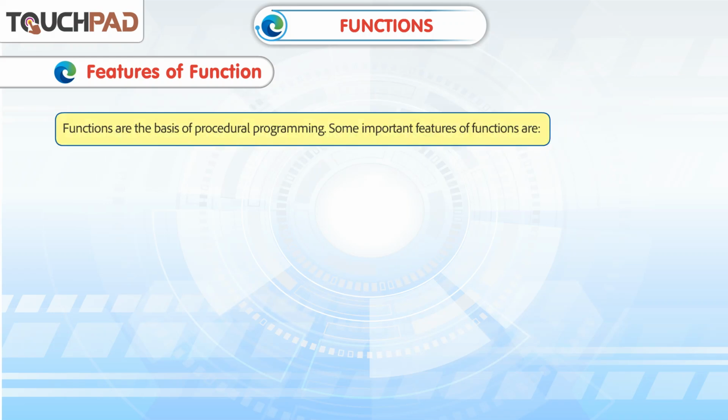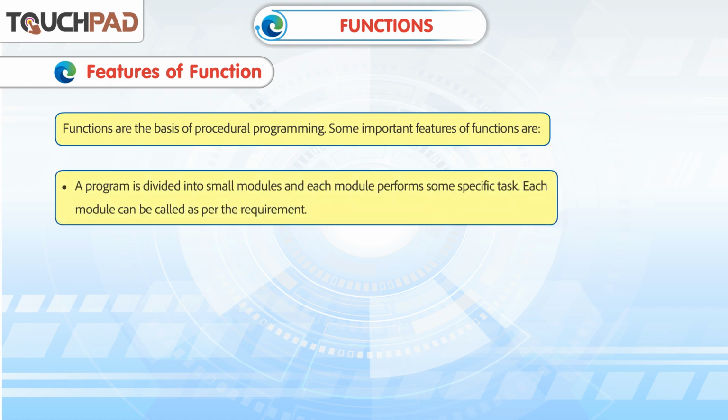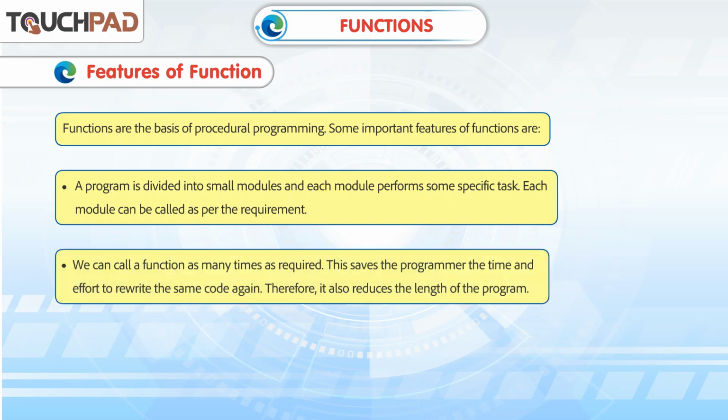Features of function. Functions are the basis of procedural programming. Some important features of functions are: a program is divided into small modules and each module performs some specific task. Each module can be called as per the requirement. We can call a function as many times as required. This saves the programmer the time and effort to rewrite the same code again. Therefore, it also reduces the length of the program.